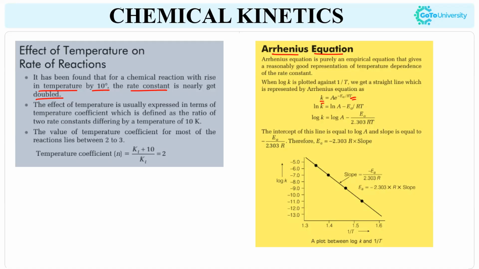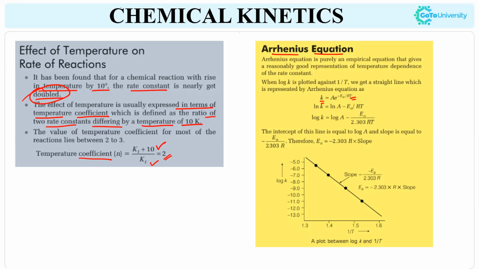This is usually expressed in terms of temperature coefficient. So what is the temperature coefficient? It is the ratio of the rate constants differing by a temperature of 10 Kelvin. This is what I said before: even a 10-degree increase in temperature can double the rate of the reaction. That ratio is called temperature coefficient, that is the ratio of the rate constants at T plus 10 and at T. That will always be doubled, so it is equal to 2.